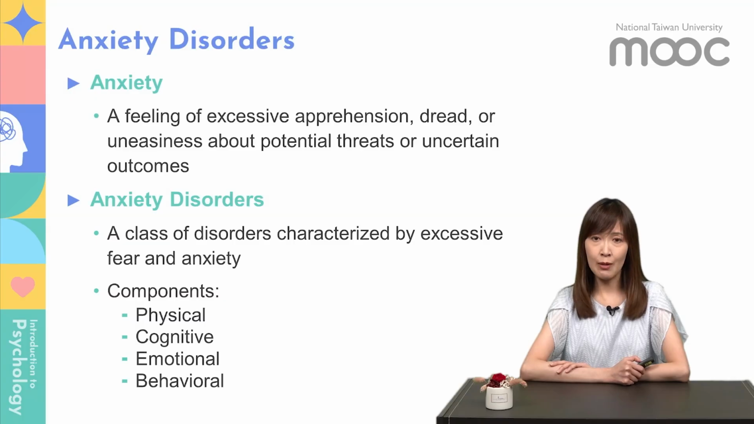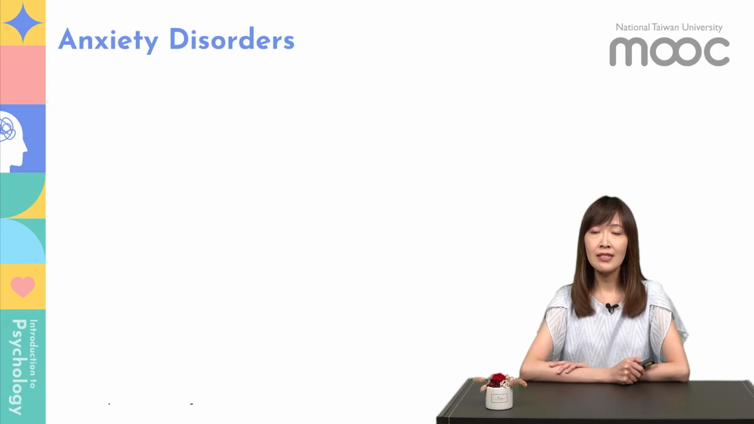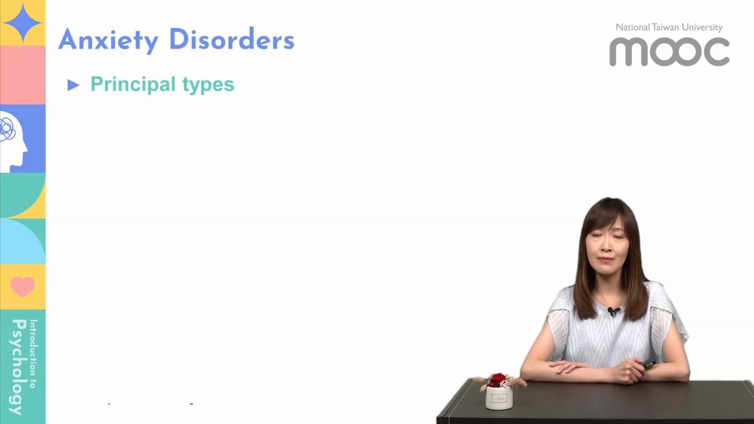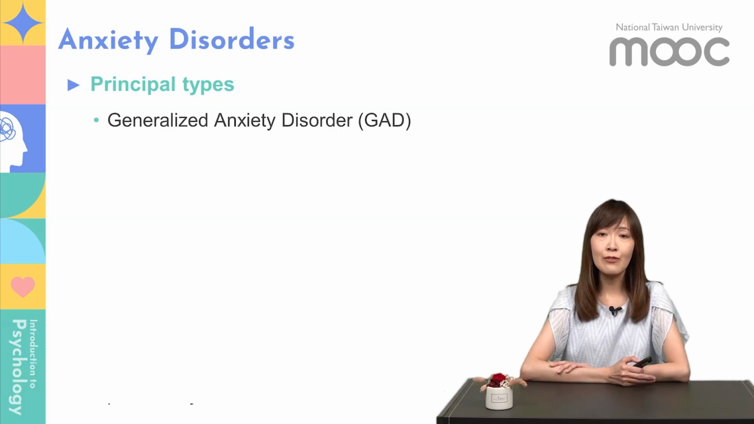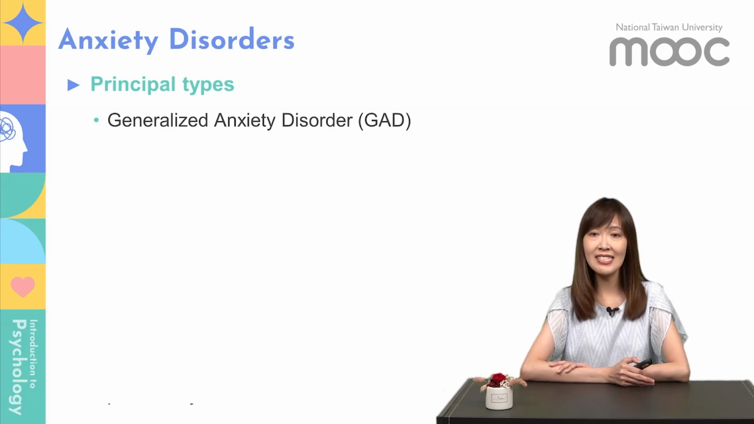And the last component is the behavioral component. It refers to coping, such as freezing or showing aggressive behaviors. So those are the components in anxiety disorders. Then under this category, we will be looking at several types of anxiety disorders. So first, GAD, generalized anxiety disorder. It's like the free-floating anxiety that is not tied to any specific threat.